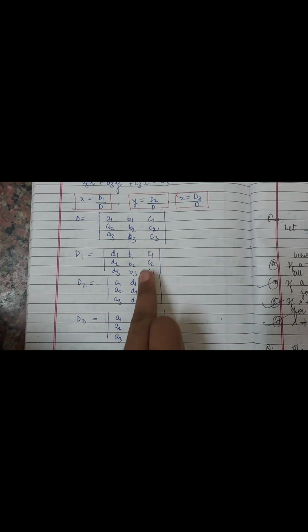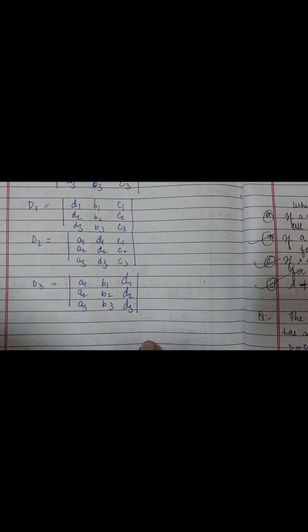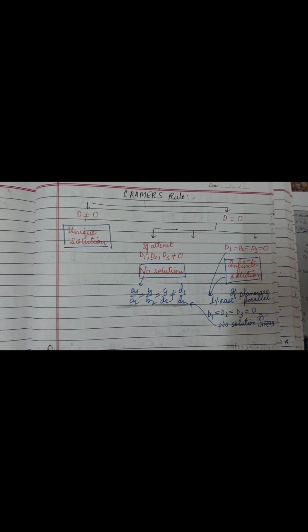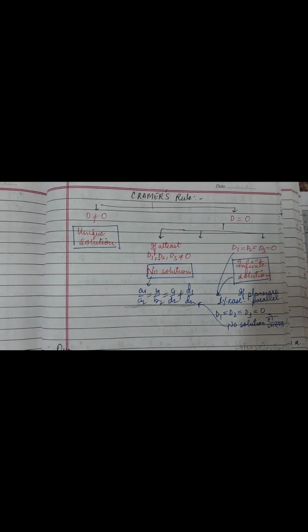Now I'm telling you what d1, d2 and d3 are. For d1, instead of a1, a2, a3 you put d1, d2, d3. For d2, instead of b1, b2, b3 you put d1, d2, d3. In d3, instead of c1, c2, c3 put d1, d2, d3. I hope now everything is clear. That's how you get whether it has no solution or infinite solutions.